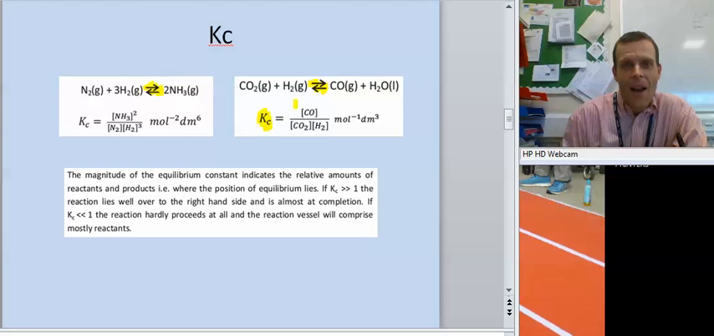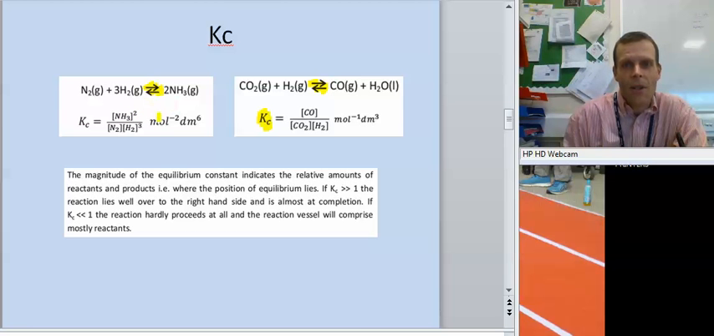We're not probably going to come across any heterogeneous equilibria, although I notice there is an example of one creeping in here. What we're doing is putting our products over the reactants, and raising them to the coefficient that they are in the equation. That's how we're going to write an equilibrium constant.